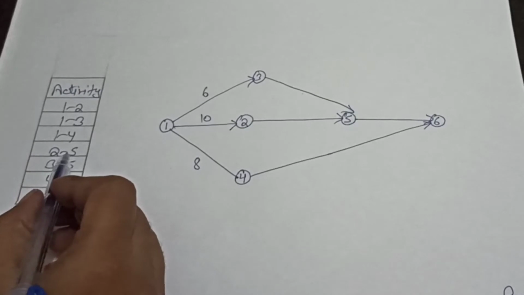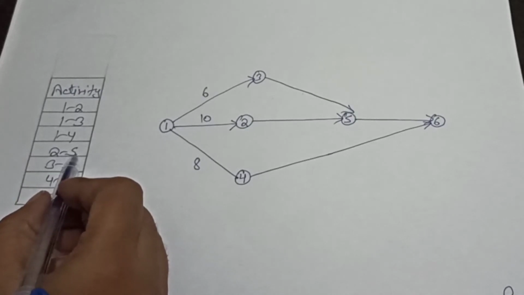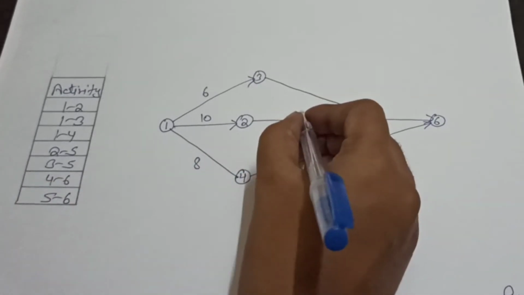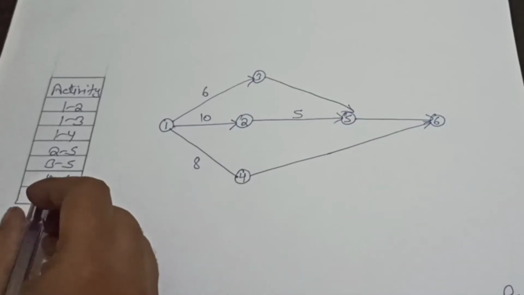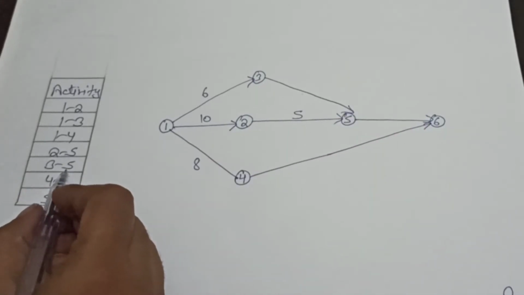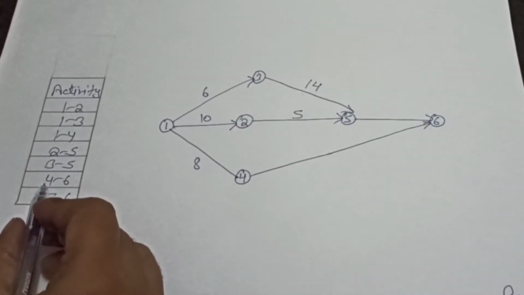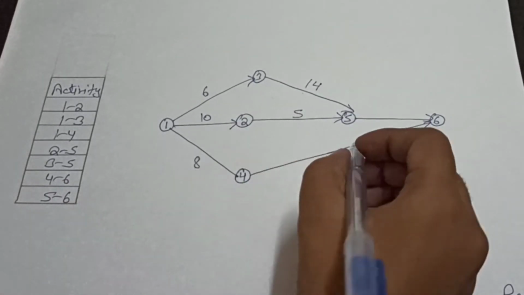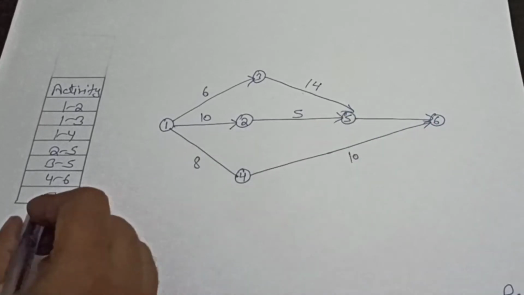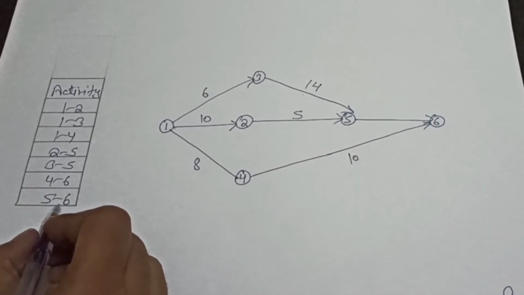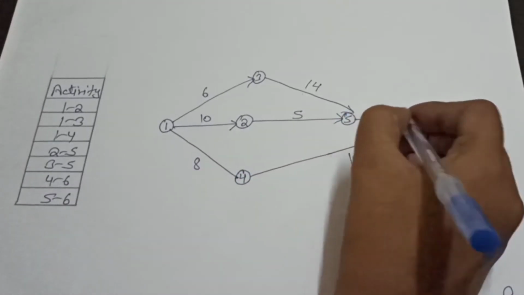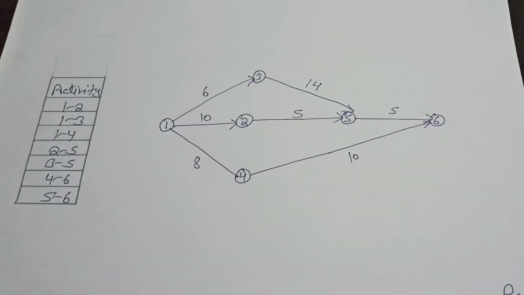For this fourth activity, 2 to 5, duration is 5. So we will write here 5. For 3 to 5, duration is 14. So we will write here 14. Then 4 to 6, duration is 10. So we will write here 10. For the last activity, 5 to 6, duration is 5. So we will write here 5. So student, this is our diagram.